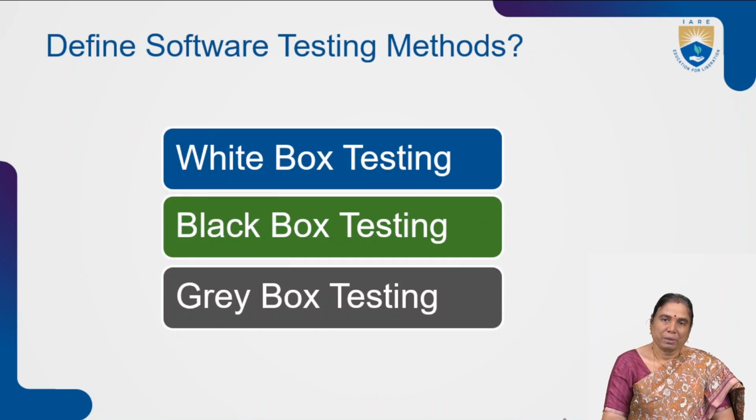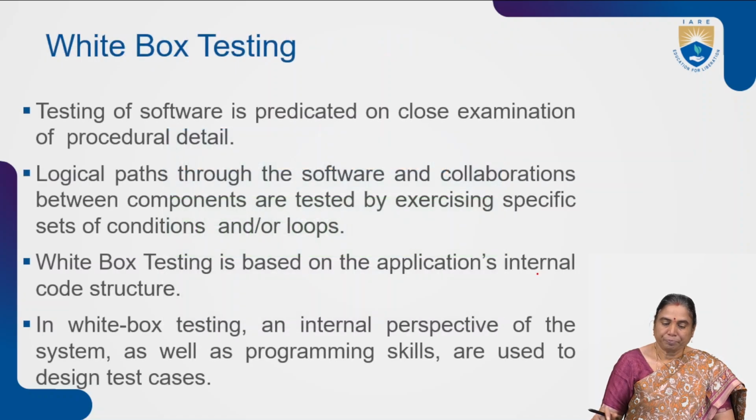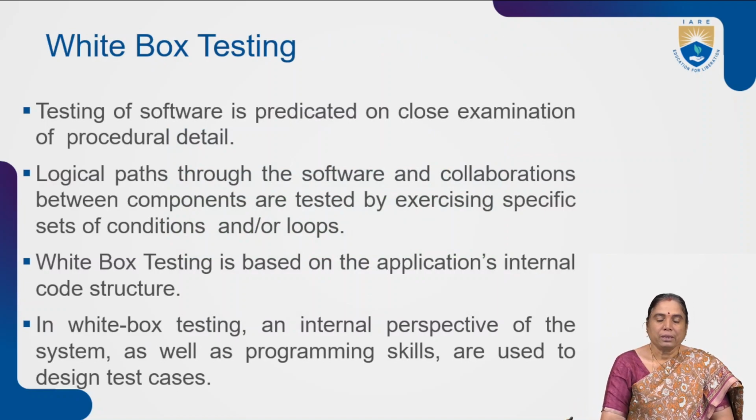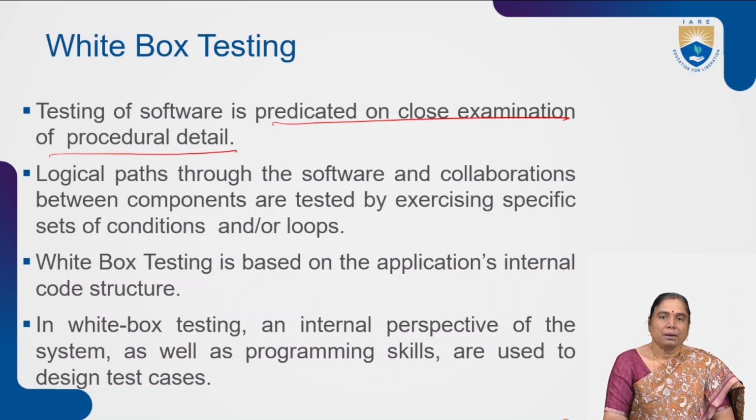Define software testing methods. Three methods are majorly used. One is white box testing, second is black box testing, third is grey box testing. White box testing is predicated on close examination of procedural details. So the structure, syntax and logic of the program are considered in white box testing. Logical paths through the software and collaborations between components are tested by exercising specific sets of conditions and loops.